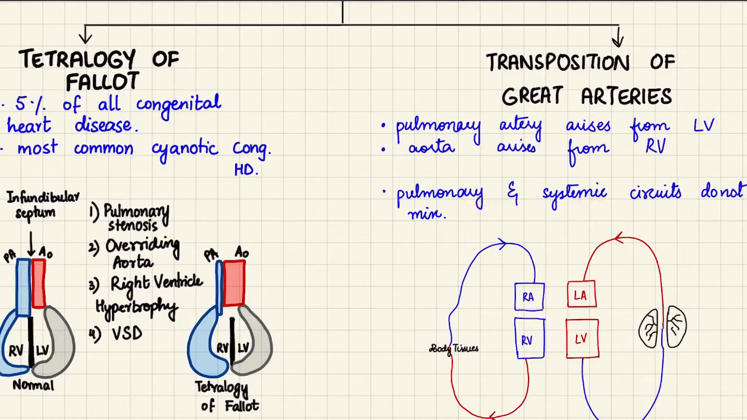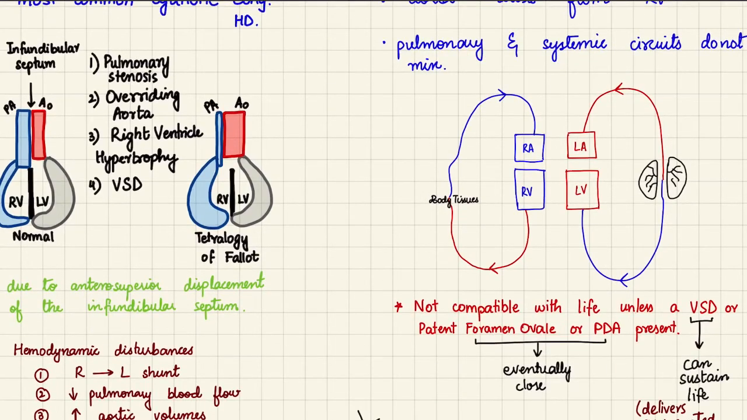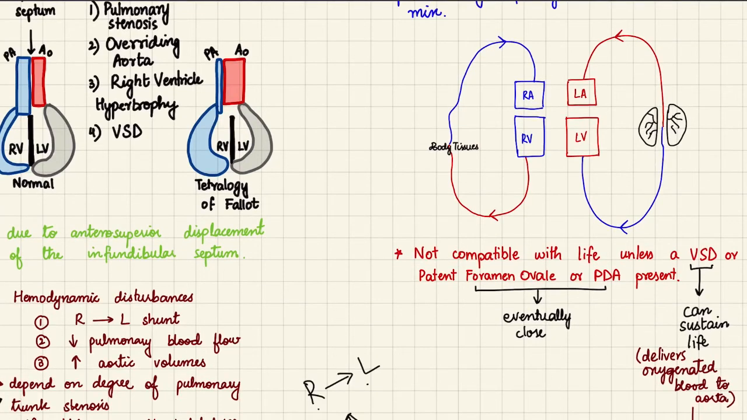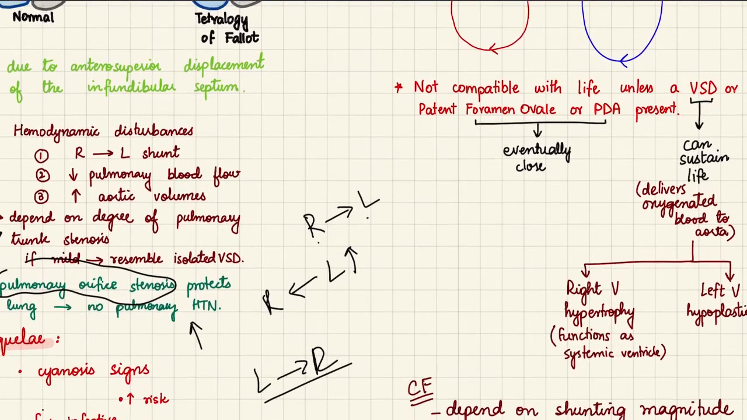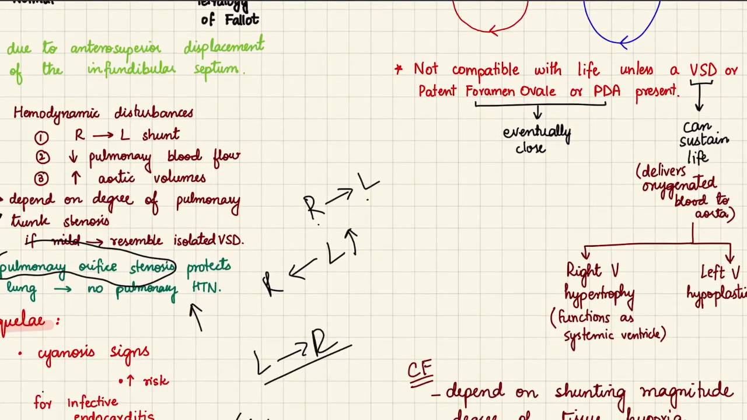This condition is not compatible with life unless there is a VSD or a patent foramen ovale or PDA present, because these are the defects. If we have a defect here or between the pulmonary artery and the aorta, these will be the only ways that blood can be mixed and can sustain life. Now, one thing we know is that this condition is not compatible with life, but if we have a VSD, that can sustain life and it can deliver oxygenated blood to the aorta.